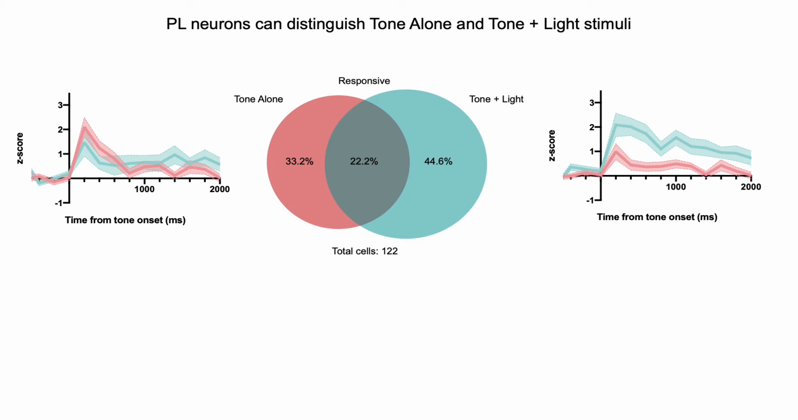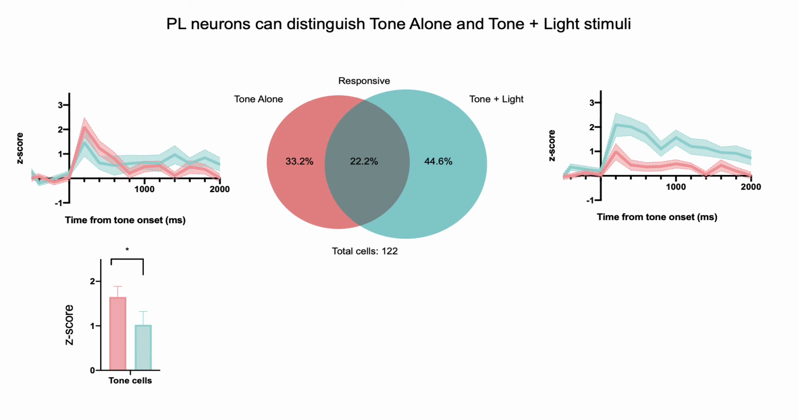In this Venn diagram, I'm showing the proportion of neurons that were responsive to the tone only, the tone plus light only, and then in the middle, neurons that responded to both stimuli. Now, in the left top, I'm showing how the activity of neurons selected to be responsive to the tone alone look like under the tone plus light stimulus. And in the bottom, you can see how the peak response to both stimuli look in these cells.